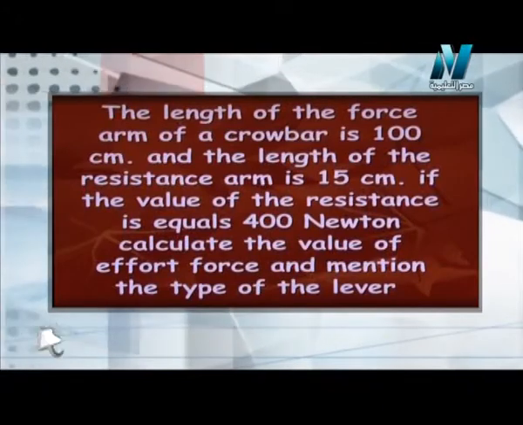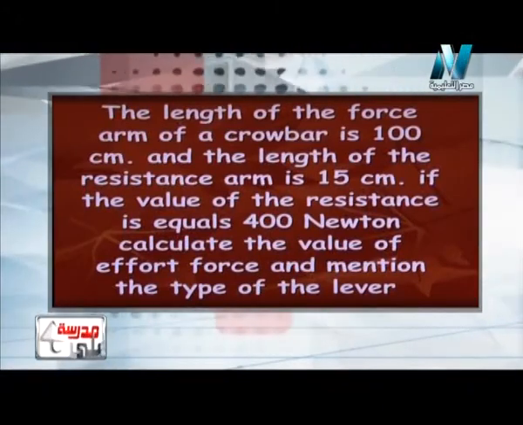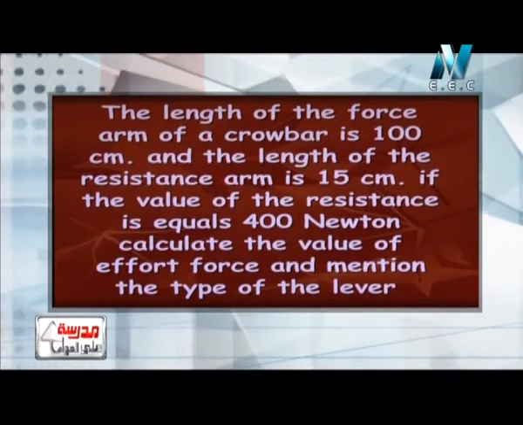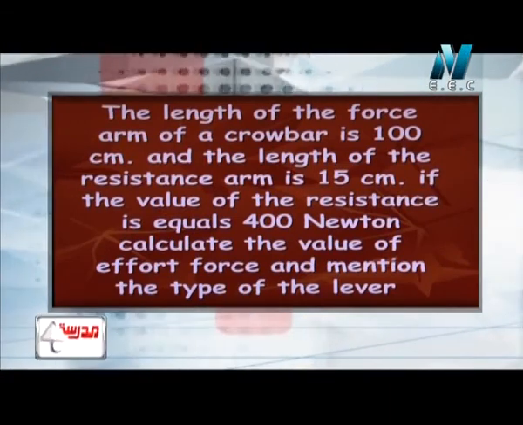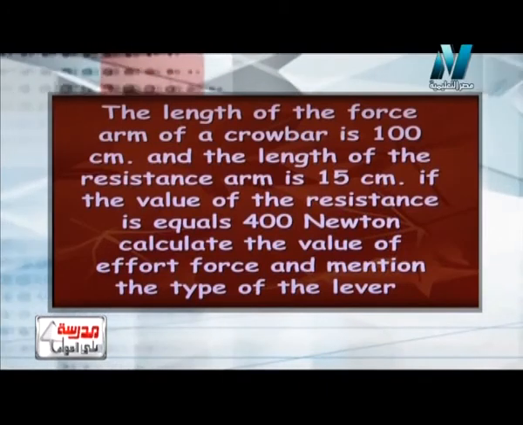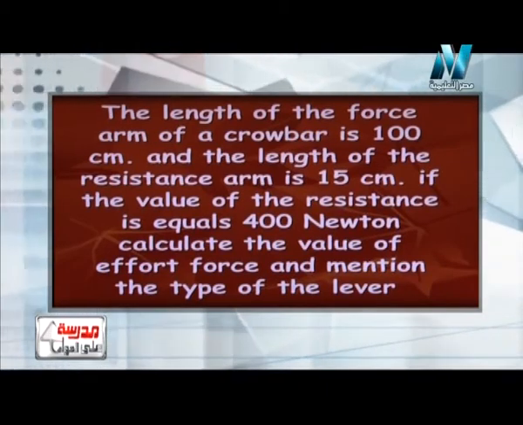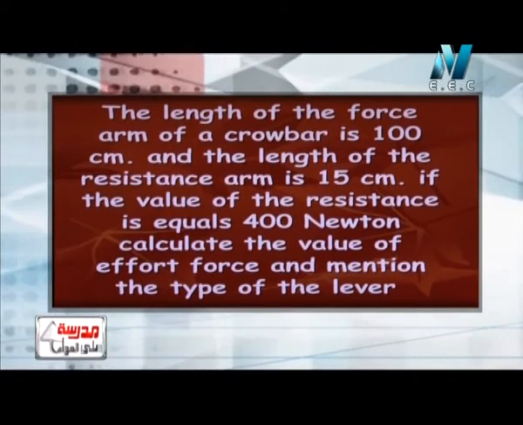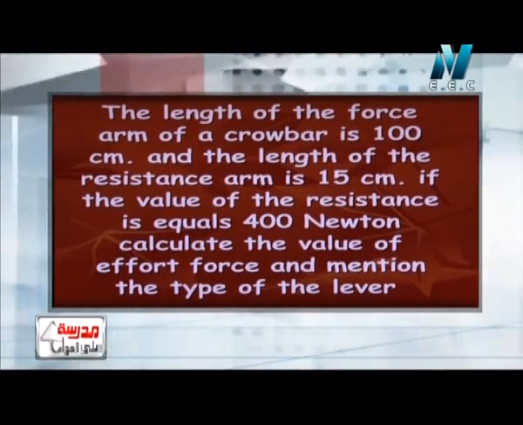The question says that the length of the force arm of a crowbar is 100 centimeters, and the length of the resistance arm is 15 centimeters. If the value of the resistance equals 400 Newton, calculate the value of the effort force and mention the type of the lever. Here we have an extra question besides the problem. He wants from me the type of the lever.